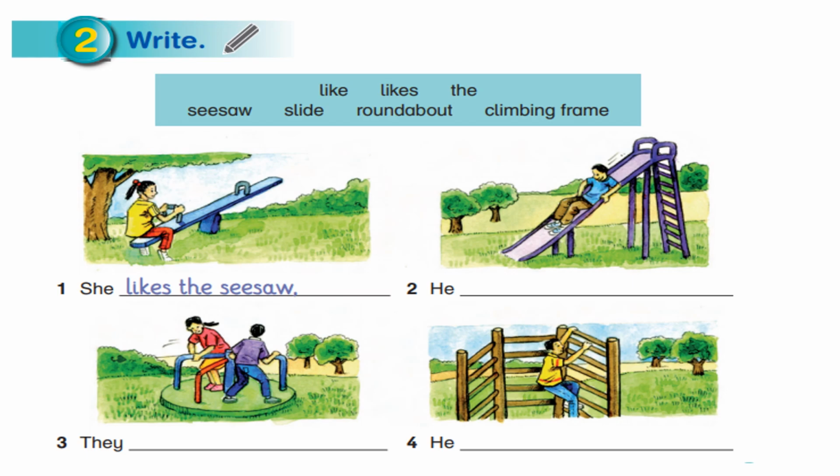Now, activity number two. Write. Here, I want you to write correct and complete sentences. Okay? About the pictures. First, let's read the words in the blue box. Like, likes, the, seesaw, slide, roundabout, climbing frame. I want you to choose the words from the box up and write complete sentences about the pictures. Okay, number one, look at example number one. She likes the seesaw. Excellent. After she, as I told you before, after she we have the verb plus s. So, she likes the seesaw.